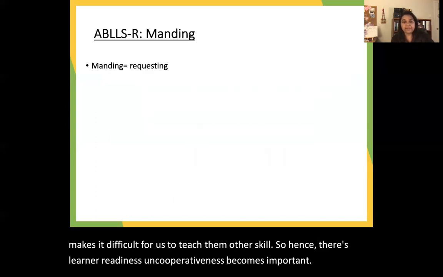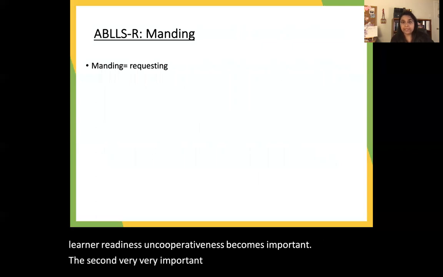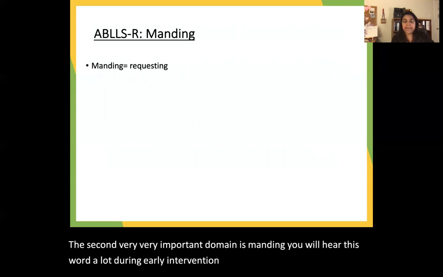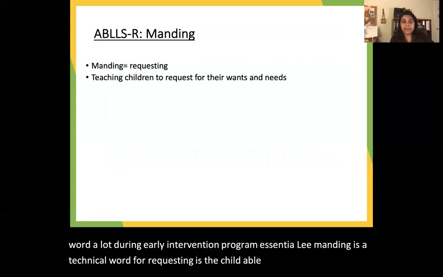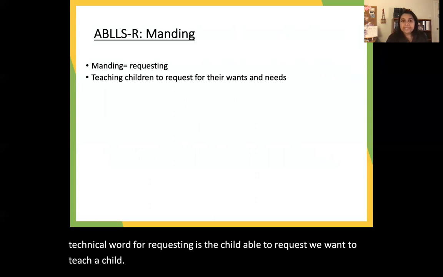The second very, very important domain is manding. You will hear this word a lot during the early intervention program. Essentially, manding is a technical word for requesting. Is the child able to request? We want to teach a child to request his wants and needs.